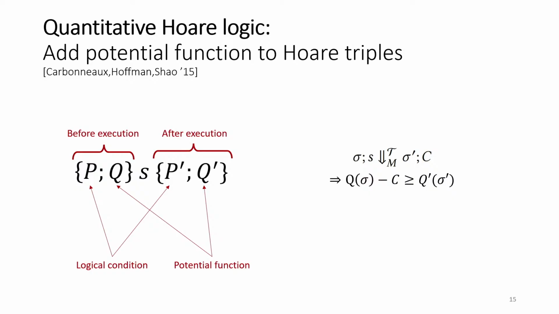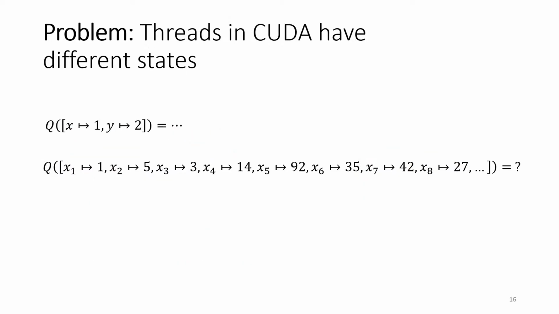What breaks when we try to port this over to CUDA? Well, I said that these Q functions are functions of the state of the program. The state of the program is now much, much larger because every thread of your thousands of threads has a separate copy of the state. So treating this as just a straightforward function of the state of your program is probably not a scalable solution.